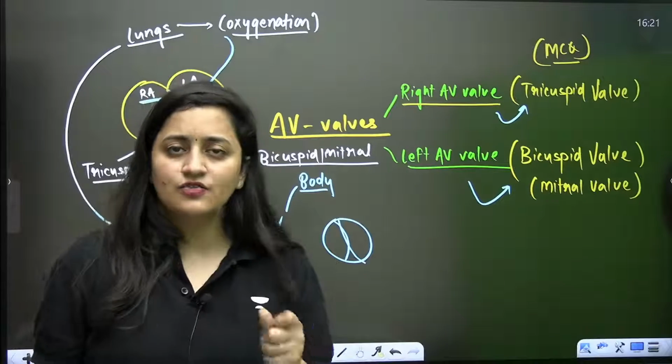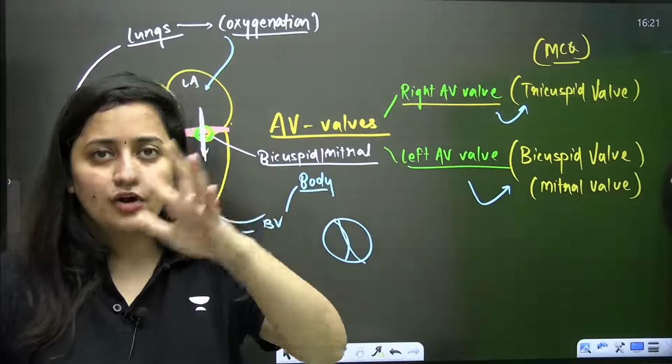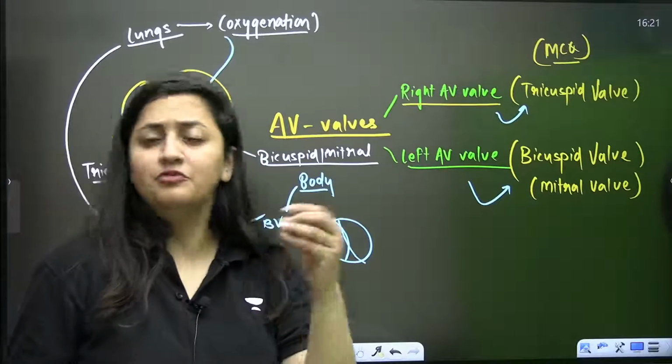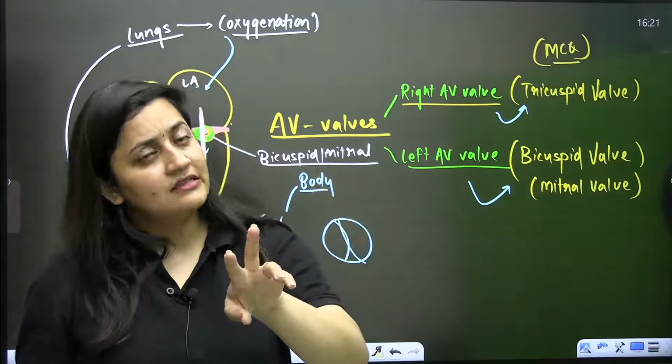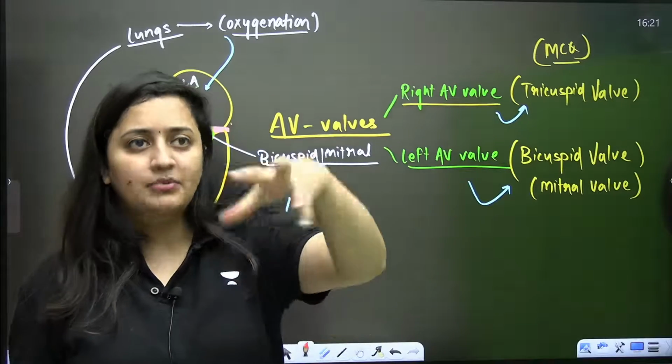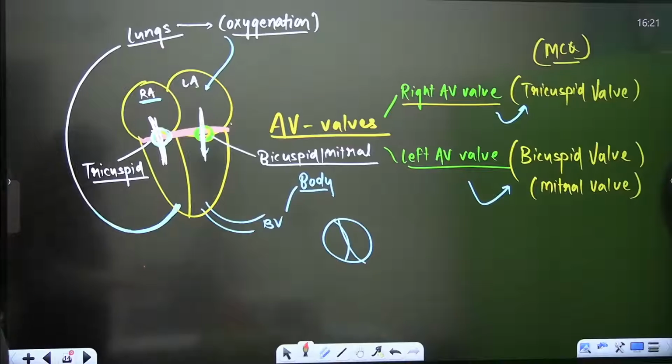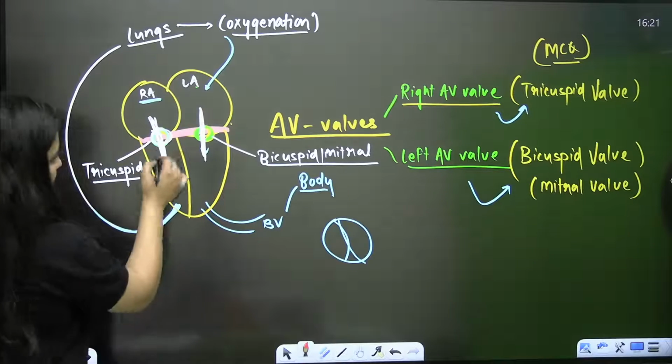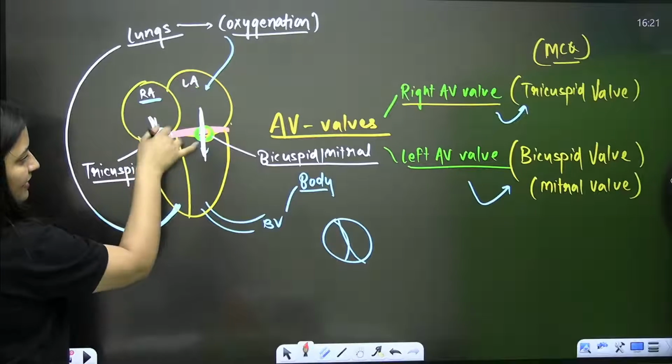Once you understand the structure, then I'll tell you about this contraction and relaxation. It's very easy. If you know the heart diagram, you'll understand the nodal tissue, the cardiac cycle, even, parallelly, lub dub and ECG, everything. Okay, everything. Done, bache? So blood will pass like this.